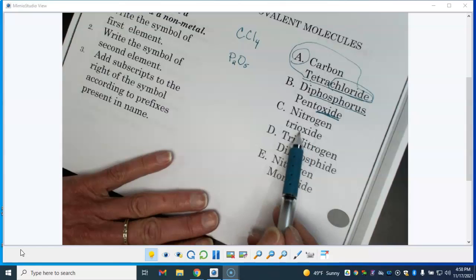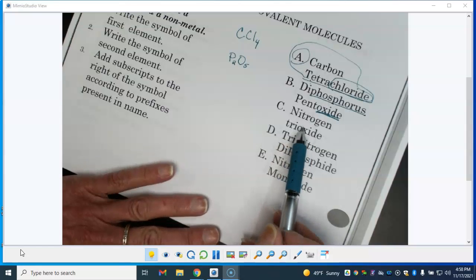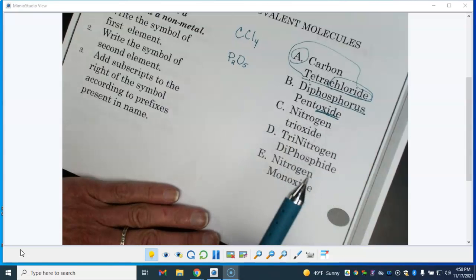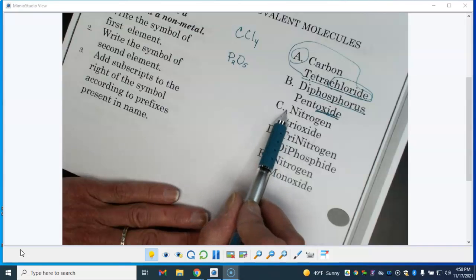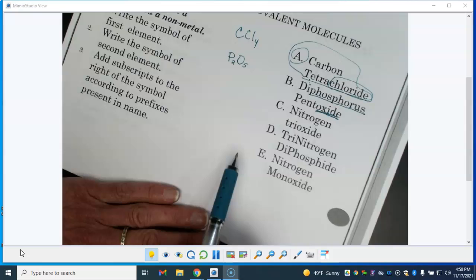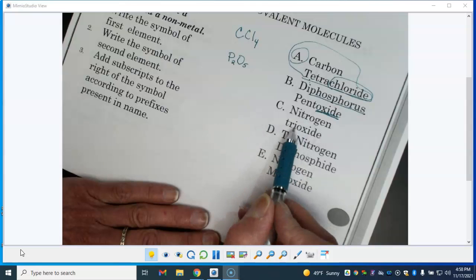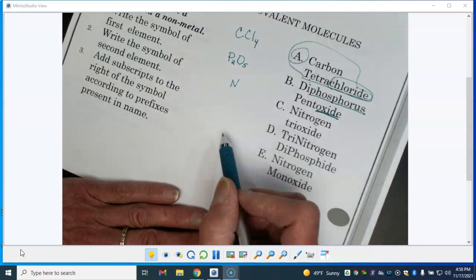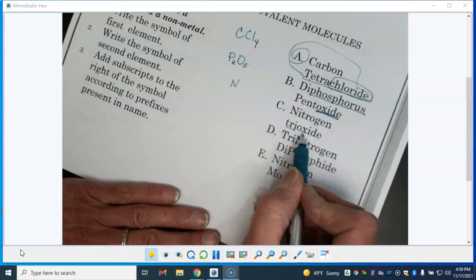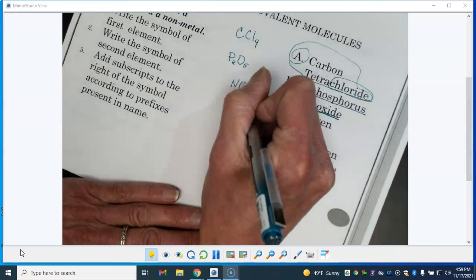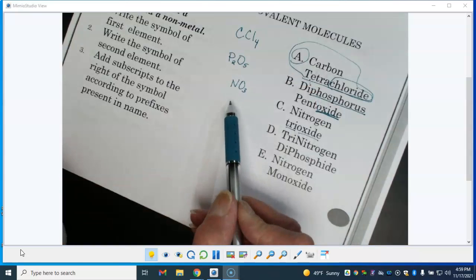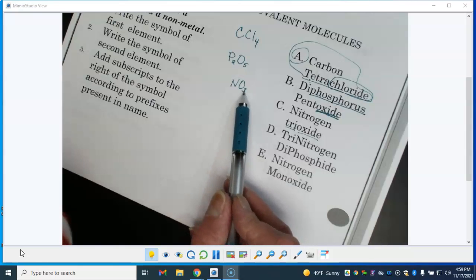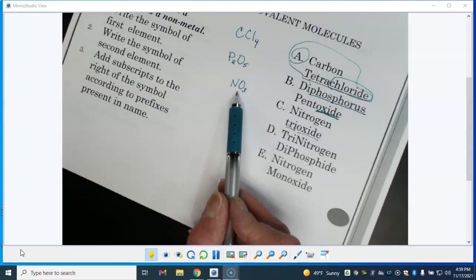Our next one is nitrogen trioxide. If there is no prefix on the first element, that means there's only one atom of that element present. We never write mono on the first element. You might see mono on the second element, but you're never going to see it on the first. So nitrogen trioxide. Nitrogen is N. We only have one of them. Tri means 3. Oxide is O. So NO3. Don't get this confused with nitrate. Nitrate has a charge. This does not. This is nitrogen and 3 oxygen that are covalently bonded together.